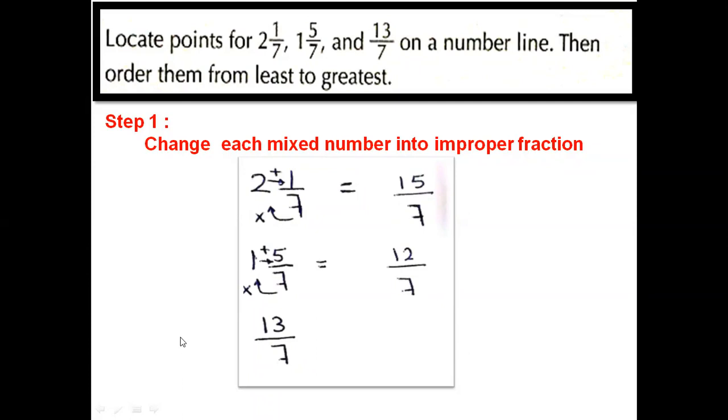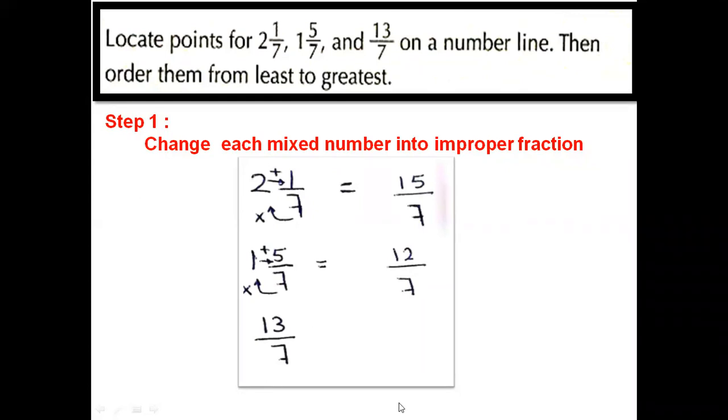You may do the next one for me? 7 multiplied by 1 plus 5 equals 12. 12 out of 7. Great job. So now, do we have to change the third one, Amir, or is it ready for us? Ready for us. So we have now three improper fractions to locate on a number line, right?